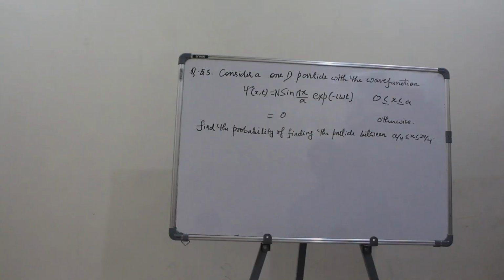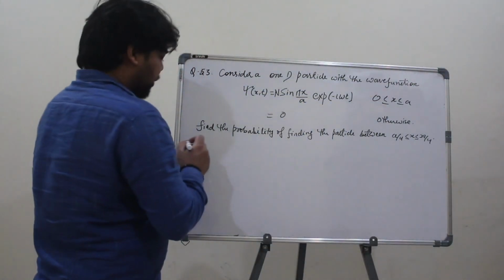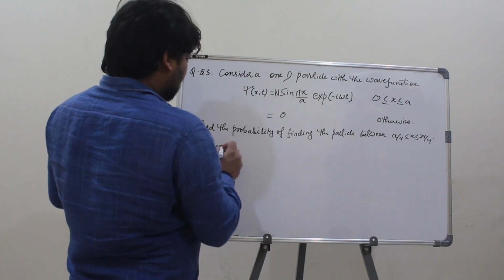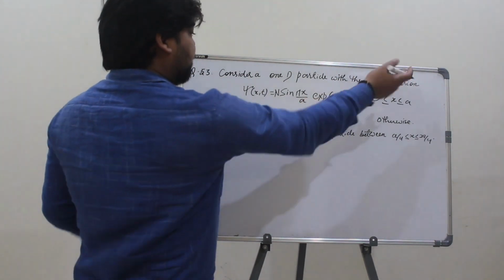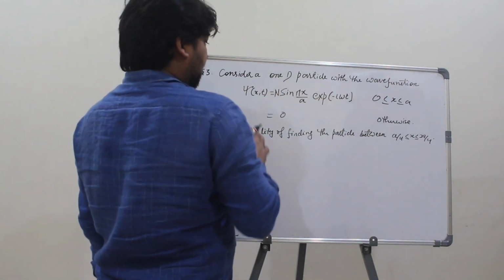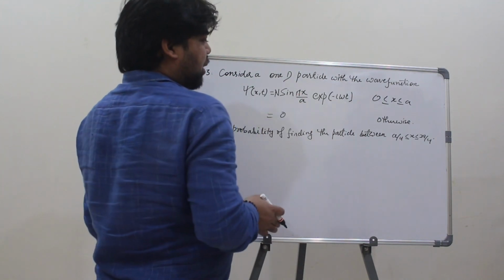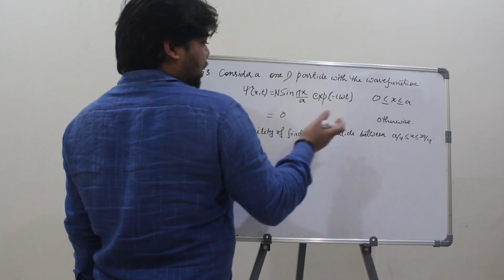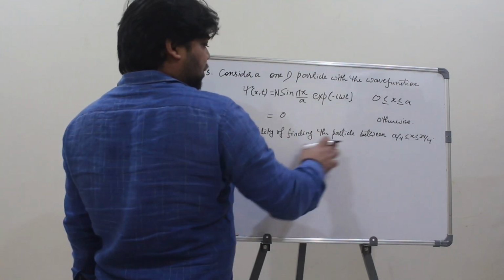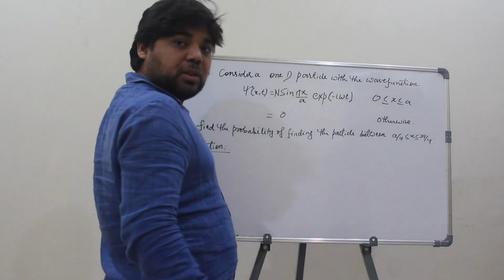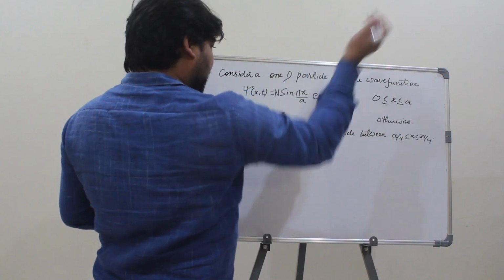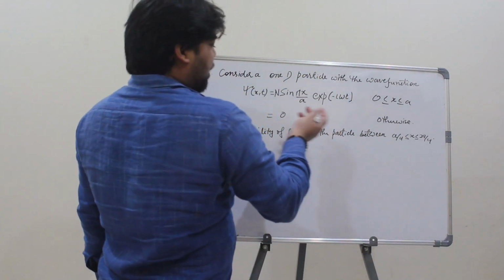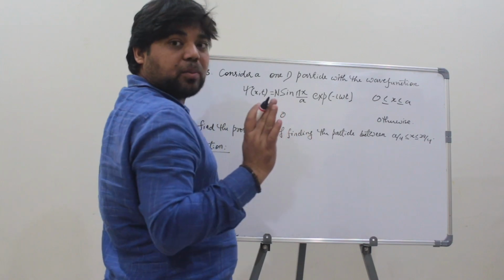Right? Now let's try to solve this problem number 53, which says that there is a one-dimensional particle whose wave function is sin(pi x by a) times exponential of minus i omega t between 0 to a, and 0 otherwise. Then find the probability of finding the particle between a by 4 to 3a by 4. So let us try to solve it. First we will check whether the wave function is normalized. It doesn't look like it is normalized.